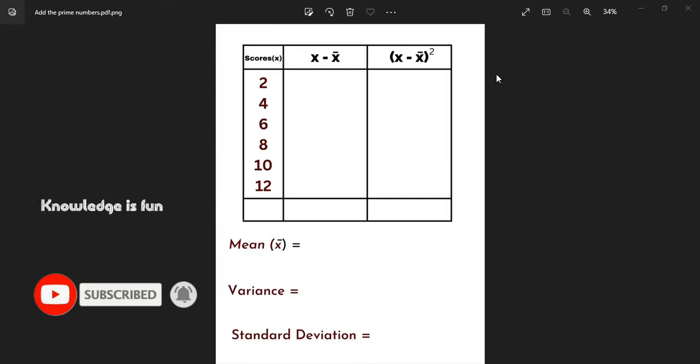In today's tutorial video, I'm going to be teaching you how to calculate variance and standard deviation.